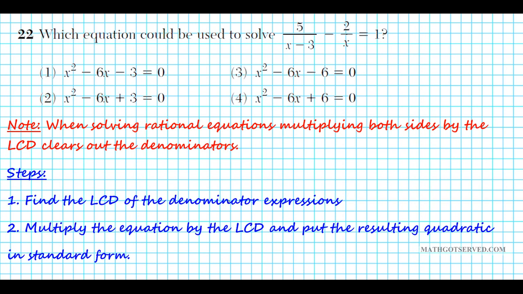And after that, we will set up the equation in standard form. It's going to result in a quadratic. We have an x and an x here, so it will result in a quadratic. We'll express it in standard form because all our options are in standard form. All right? Okay, let's go ahead and do it.